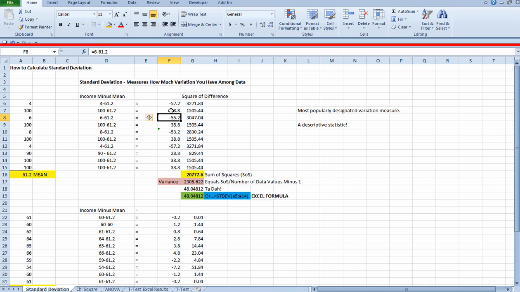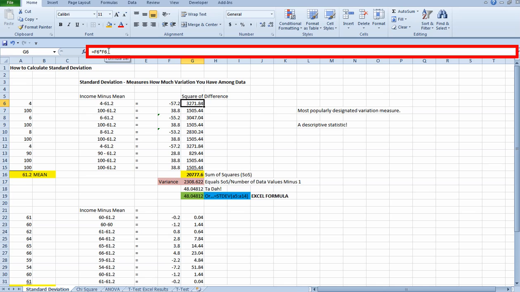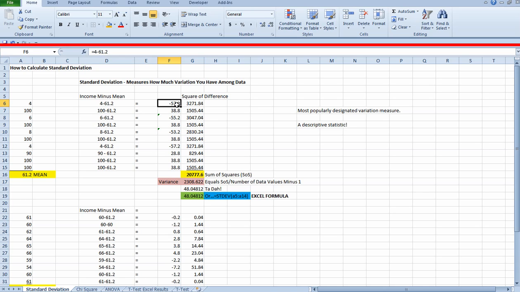You go through each one of them and then you square them. So for example here, as you see in the way that this has been created, F6, which is this value here, times itself, F6 times F6. That's the square of the difference between that data point and the mean. Then once you have all the squares of differences for all the data points, you add them up. And this is what's called the sum of the squares. You can see the sum of the squares is the sum from G6 here all the way through G15.